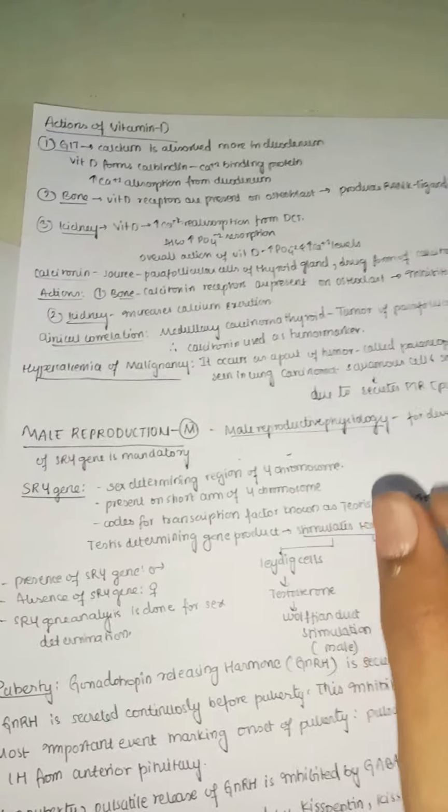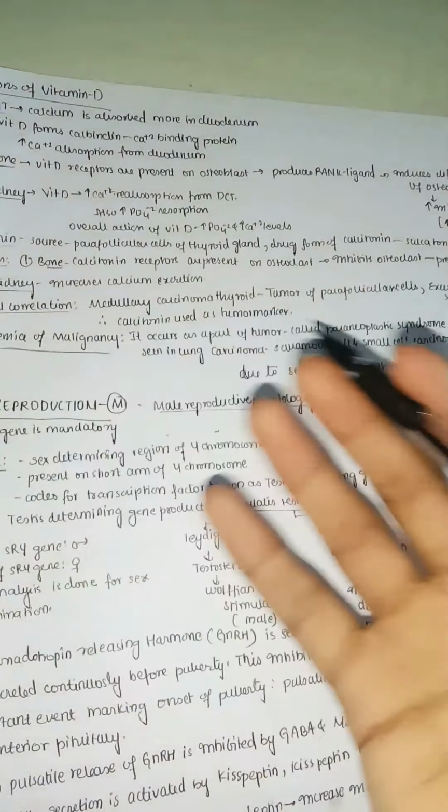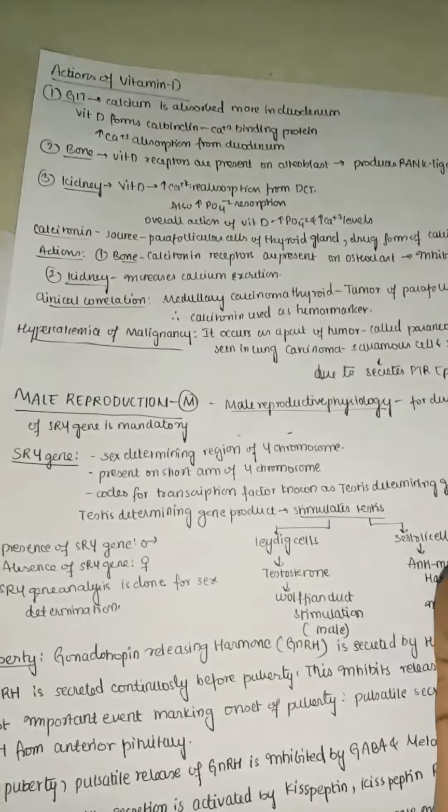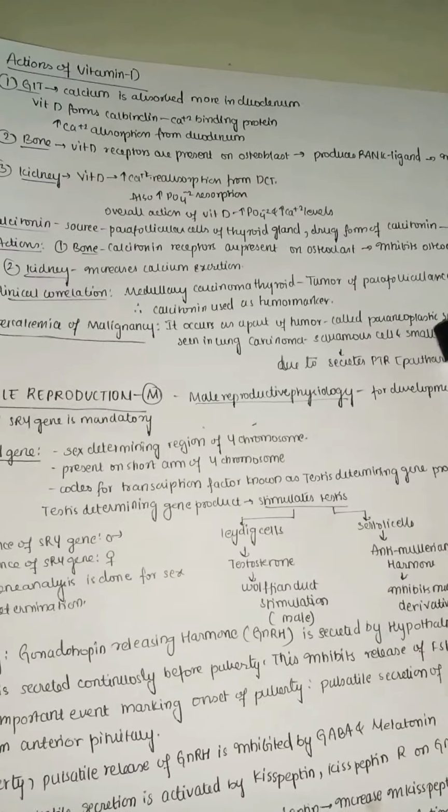So this is all about a very quick revision of calcium homeostasis. By this we have completed our series of endocrine physiology revision. Next we will go to the reproductive system, the male reproductive system and the female reproductive system.